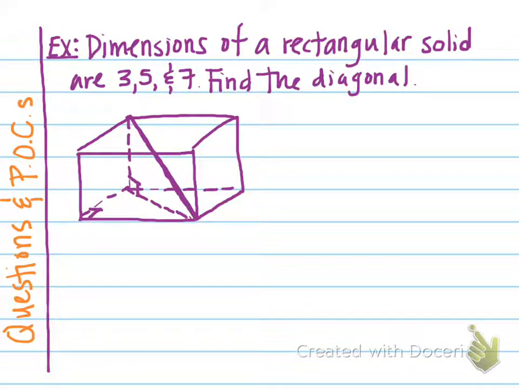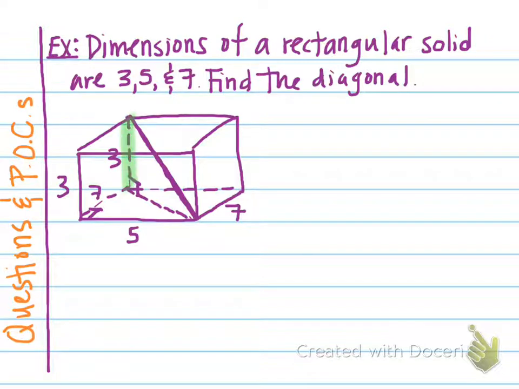Okay, so the first thing we're going to do is label our dimensions. So I'm just going to say 3 is my height, 5 is my width, and 7 is my depth. Okay, I can also put the 7 over here for that distance. I could also put the 3 here for that height, and you can put it on here multiple times if you need to. Okay, in order to find that diagonal, it is a part of a right triangle.